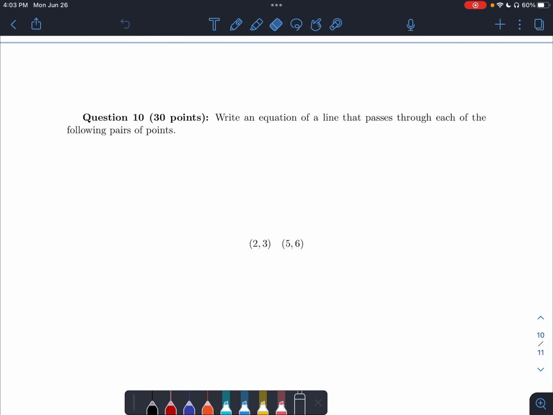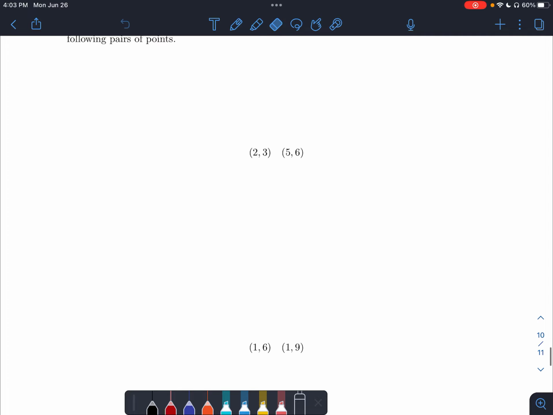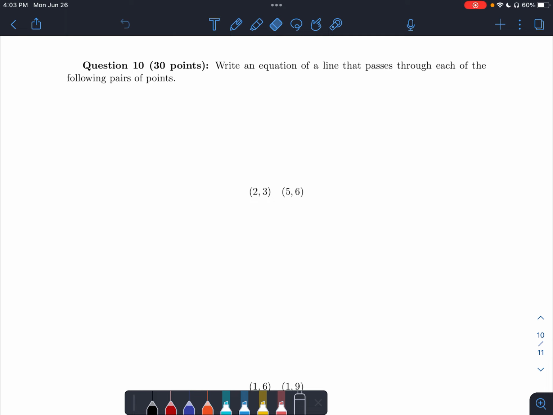All right, so let's finish up this practice midterm here. So here we want to write an equation of a line that passes through each of the following pairs of points, and we're given three pairs of points here. The first one here is the hardest. So we have the point 2, 3 and the point 5, 6.